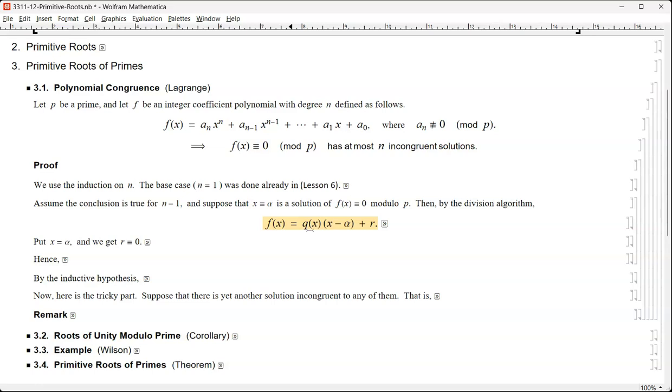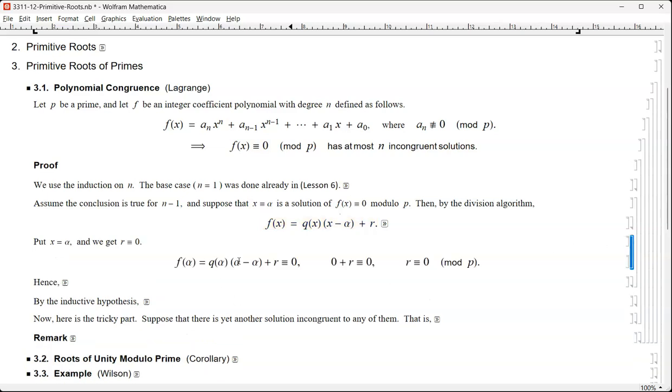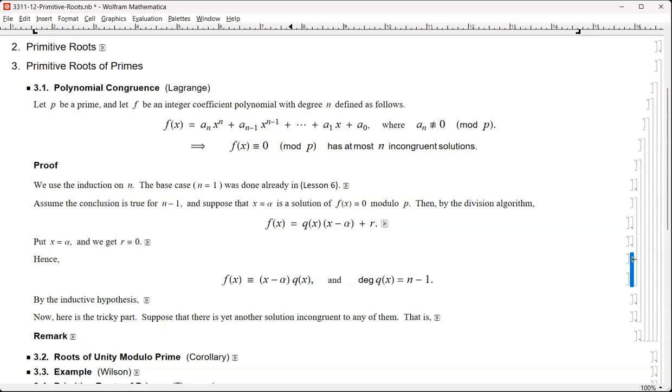Now, put alpha in place of x. Then f of alpha is 0 because alpha is a solution. And putting alpha right here, alpha minus alpha is 0. So 0 times q of alpha, this entire thing is 0. The conclusion, 0 plus r is 0. So r is congruent to 0 modulo p, so r is 0, so we can drop it. As a result, we get f of x is congruent to x minus alpha times q of x. No divisor, no remainder.